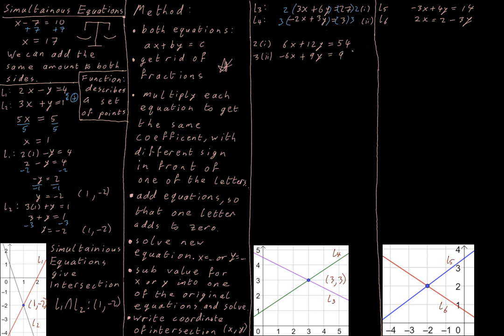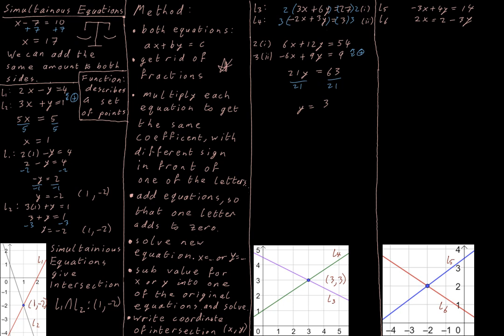And now when I add those two equations together, I get what I wanted. I get rid of one of my letters. So this is going to be my goal. I'm going to add them together now and get rid of one of my letters. So plus 6x minus 6x is 0x. Plus 12y plus 9y is going to give me 21y is equal to 54 plus 9 is 63. And when I divide both sides by 21 to get y by itself, I end up with y is equal to 3, which is what I wanted.